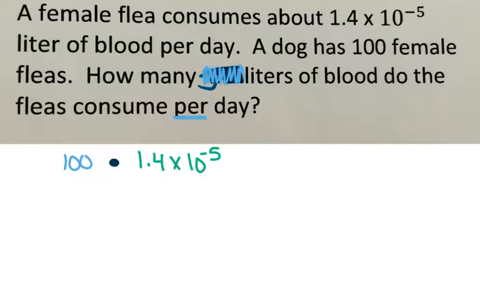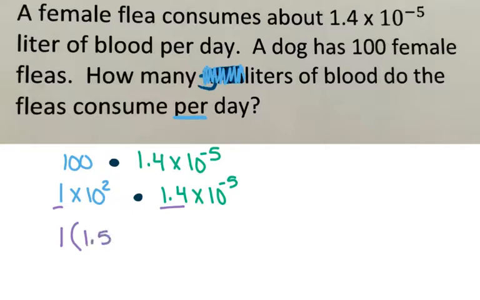Well, I want to rewrite 100 in scientific notation. So this is going to be 1 times 10 to the second. And then I'm going to multiply this whole thing by 1 times 4. And now we just follow our rules. So I would have 1 times 1 and 4/10. So I'm going to rewrite that. Not 5, 4.